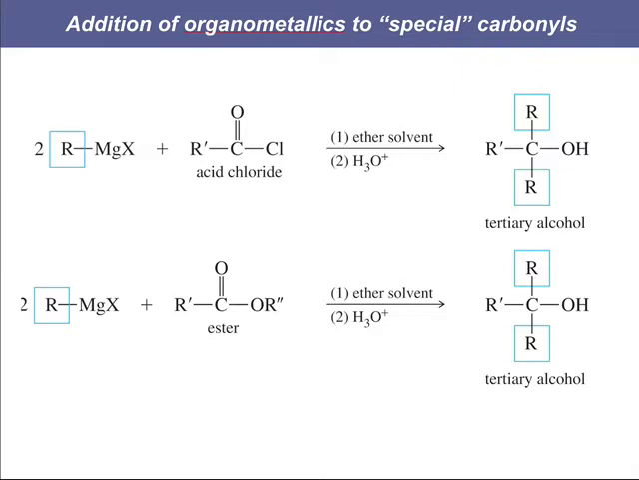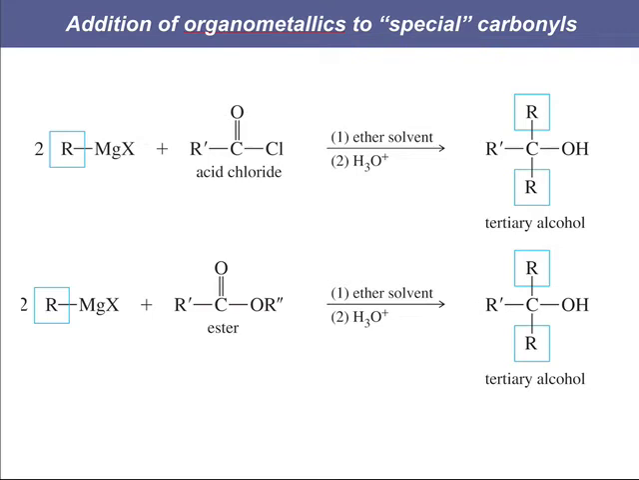By the way, if you try to control this by only using 1 equivalent of Grignard, you will get double addition anyway. You'll just end up with some molecules that don't react at all. So there's no way that you can control this using stoichiometric limitations. You will always end up with double addition to these guys.